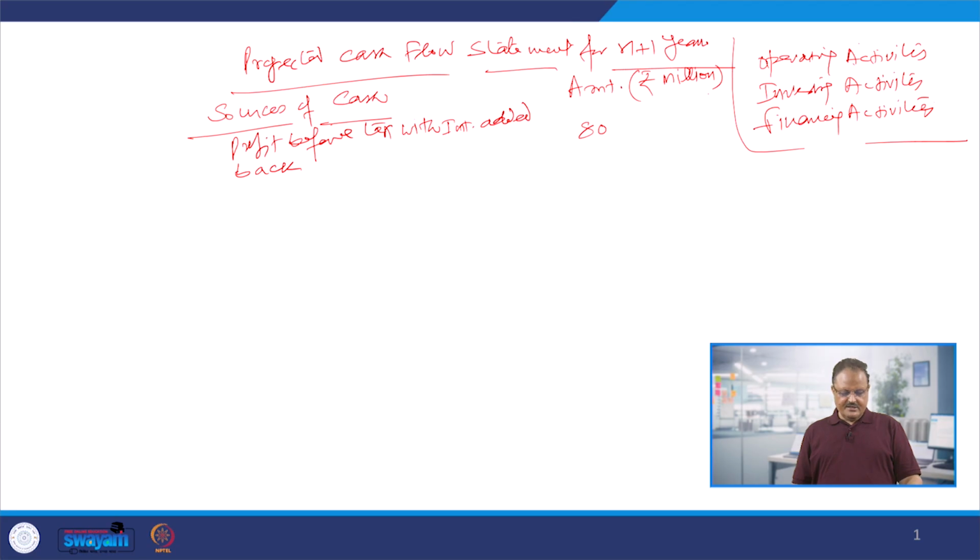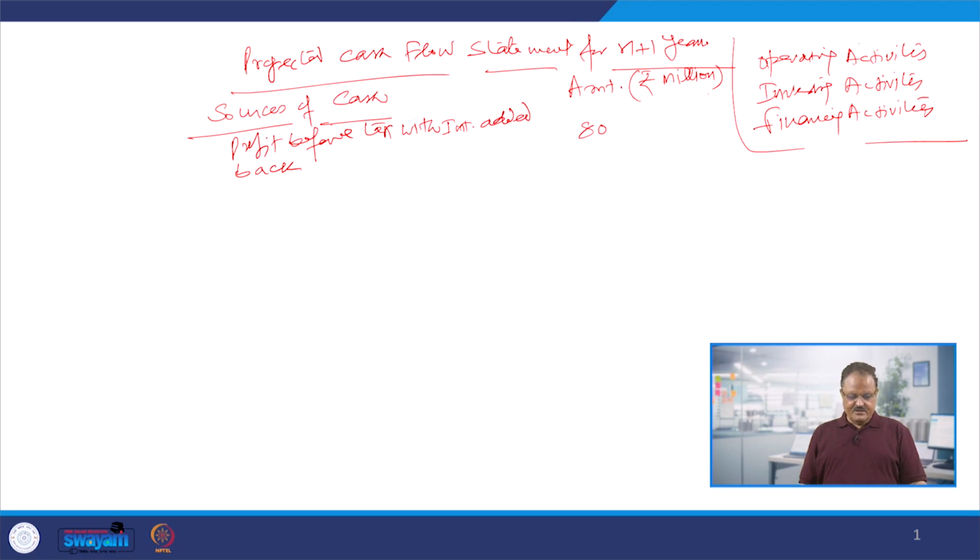But here that is not the purpose, because we are not preparing this statement under the three activities. We are only preparing a plain statement under sources and application of the cash. So, in this case also, when you talk about the interest, we will not subtract the interest here in the sources. We will subtract the interest in the lower part while showing the disposition or applications of the cash.